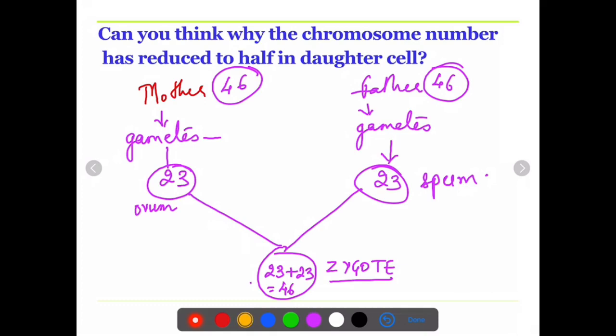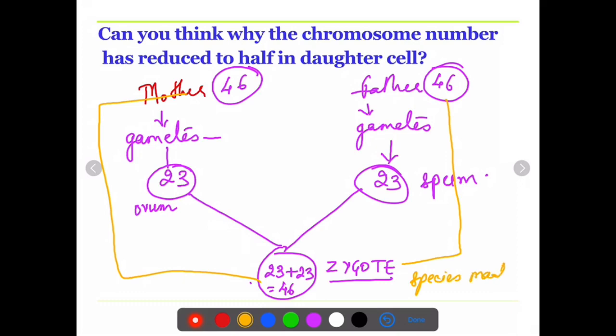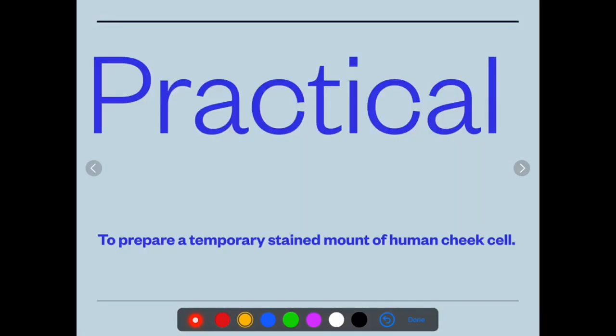So this zygote has the chromosome number which is found in all the cells of the father and all the cells of the mother. But the ovum and sperm are special cells. They maintain the chromosome number. Why? Because each species has a constant chromosome number, and species maintain constant chromosome number by the process of meiosis.